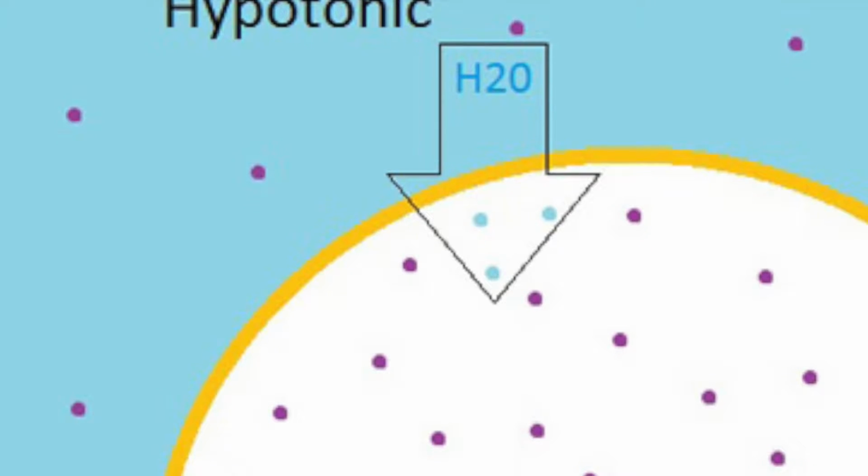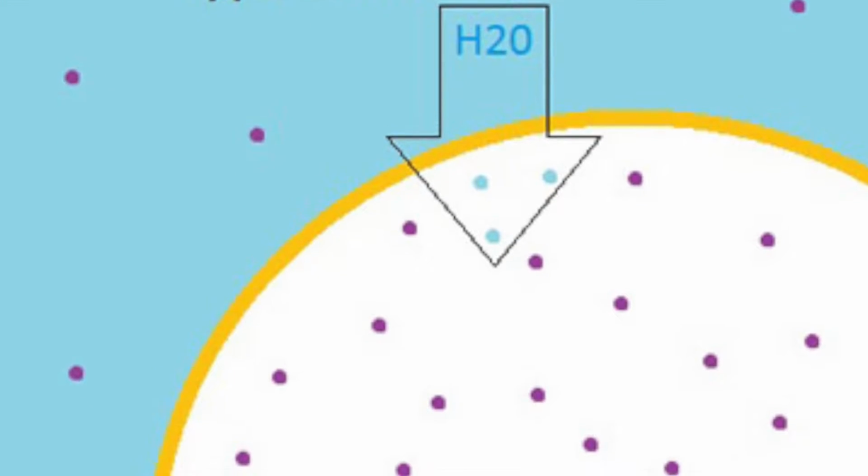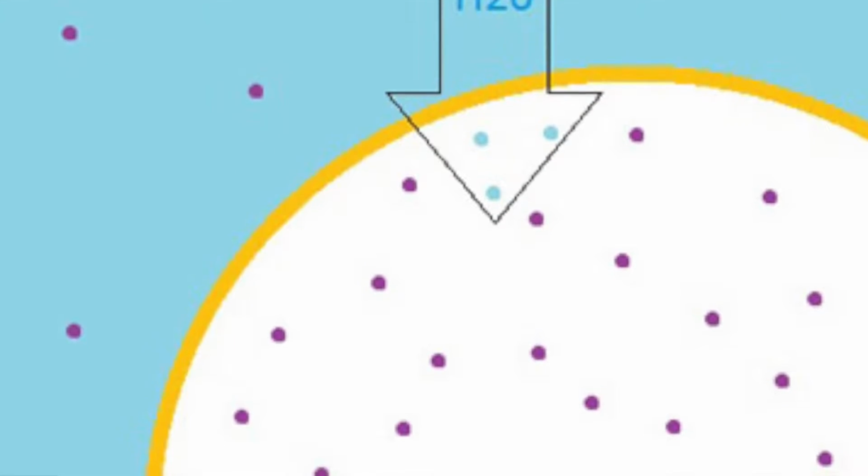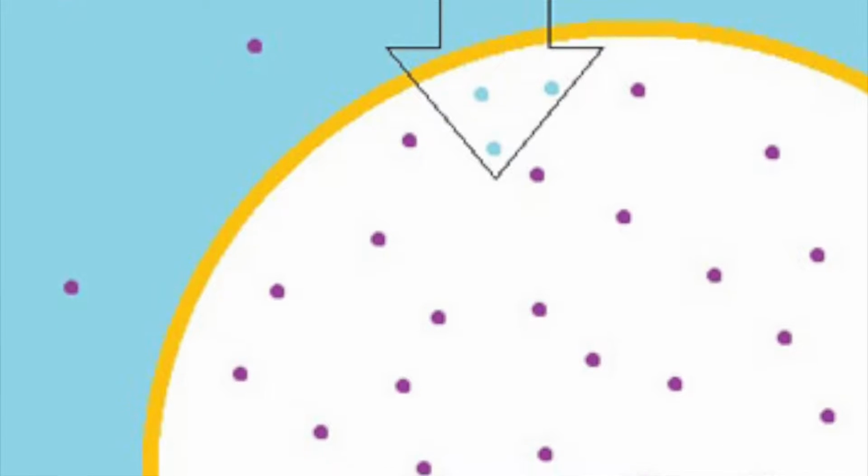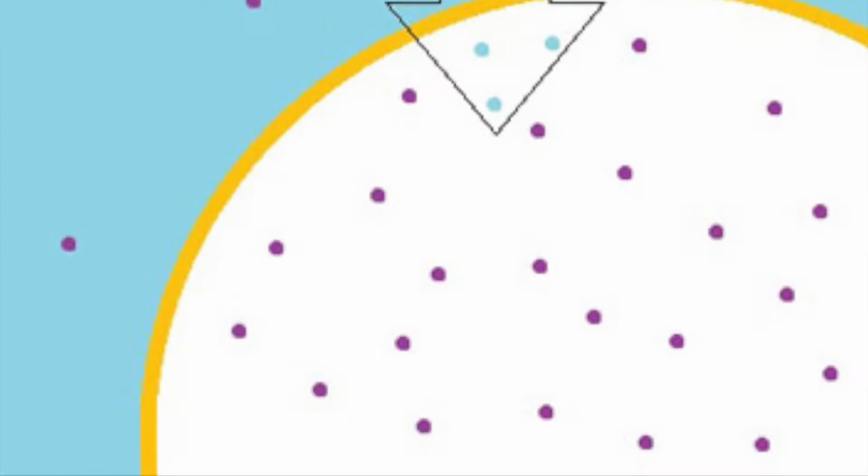A hypotonic solution is when there is a lower concentration of the solute, which are ions and hydrophilic molecules. Hydrophilic molecules are molecules that are attracted to water. In this case, water comes to it.